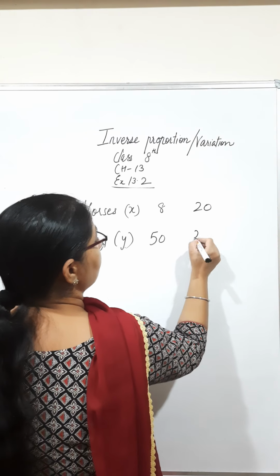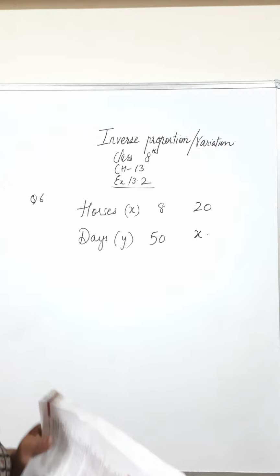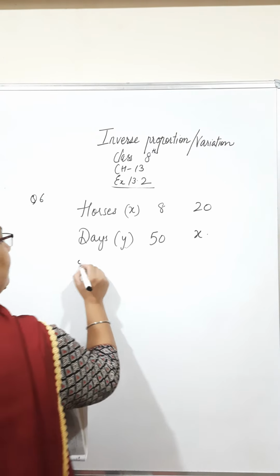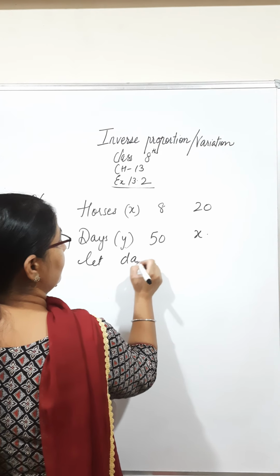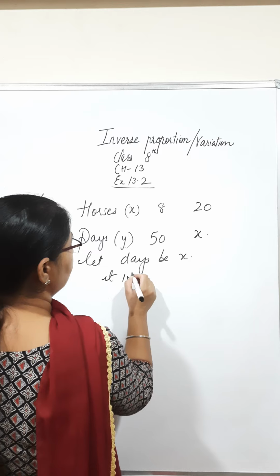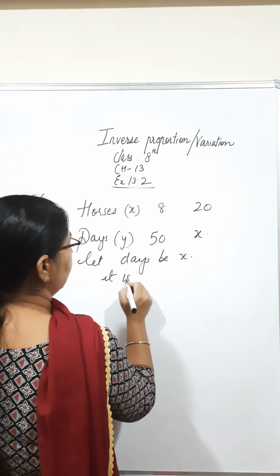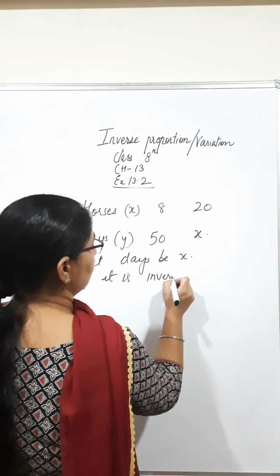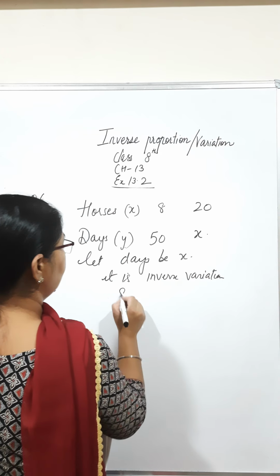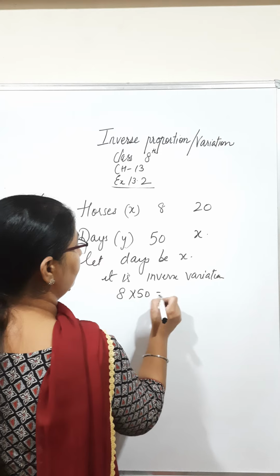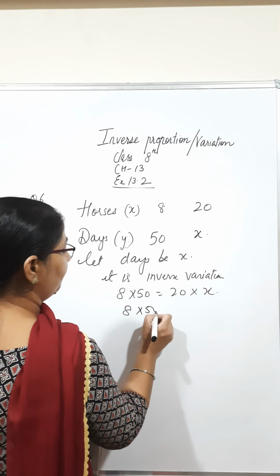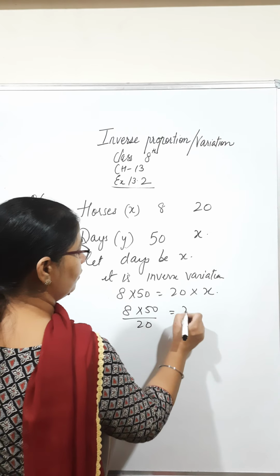If the number of horses is 20, in how many days will they consume that food? That is what we have to find. So let the days be x. It is an inverse variation. So what will happen in inverse variation, beta? 8 multiplied by 50 will be equal to 20 multiplied by x. So 8 multiplied by 50 divided by 20 will be equal to x.